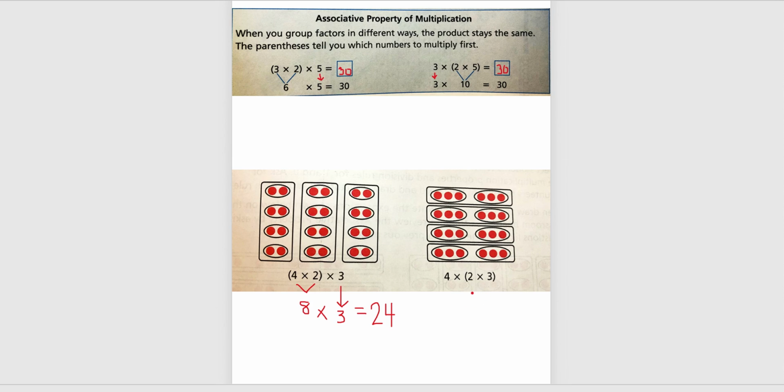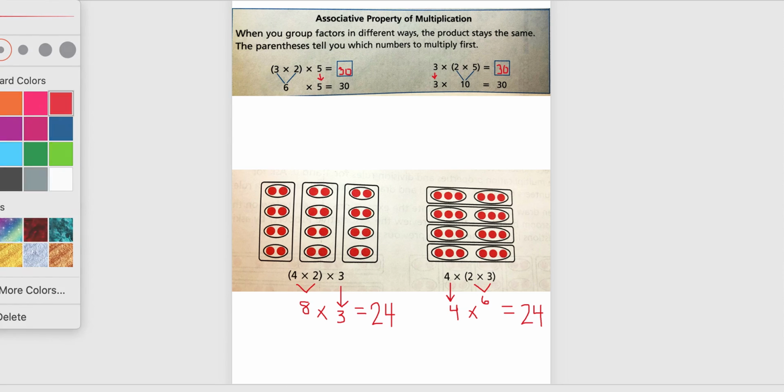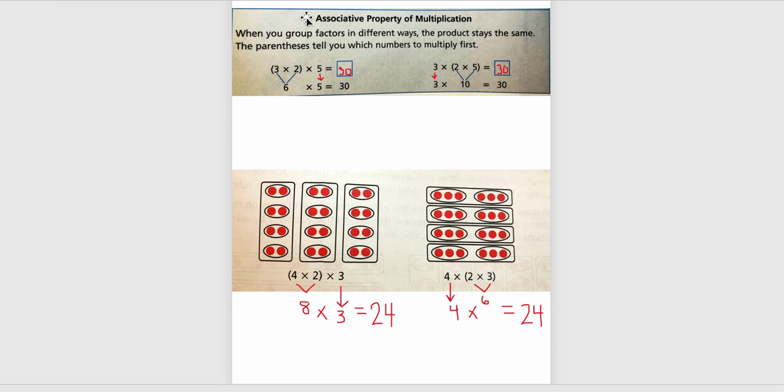So let's think about it over here. Now we have parentheses in a different place. This time we have our parentheses around 2 times 3, which means we need to do that first. 2 times 3 is 6. Bring our 4 down. 4 times 6, oops, it's got a little bit off here. 4 times 6 is 24. So it's the same product, the same answer, it's just shown and represented a little bit differently, just in a different way. And that is called the associative property.